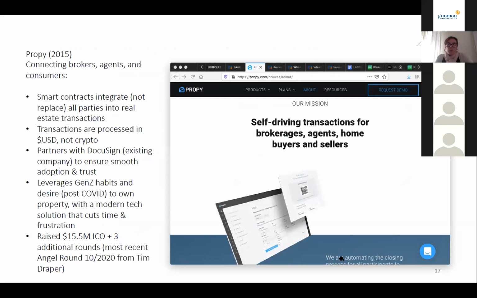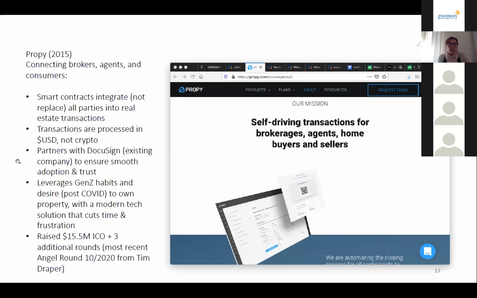So there's a few startups that I wanted to talk about that are looking at individual parts of that escrow chain, let's say. One of them is called Proppy. They started in 2015. I think they're based in New York. And they use smart contracts to integrate instead of replacing all the parties. So they're not trying to get rid of anybody yet. They're trying instead to bring all these different stakeholders into a smart contract paradigm and have the contract be executed there.